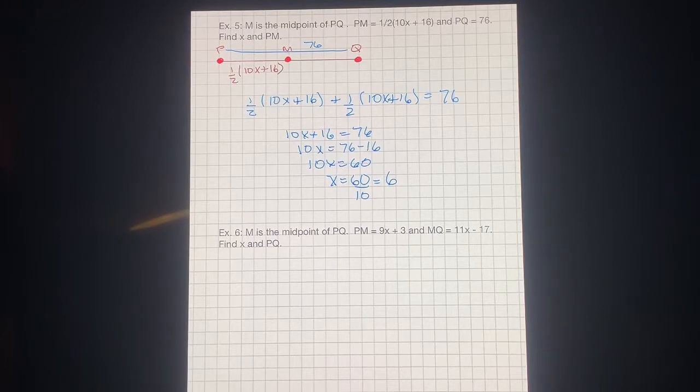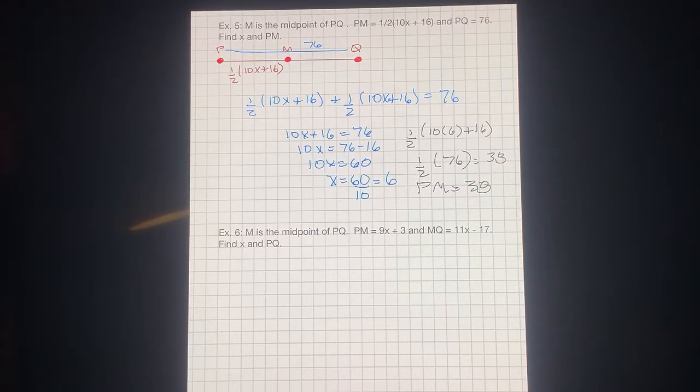And then I need to find the length PM. So all I need to do is take 1/2 of 10 times 6 plus 16. So that means that I have 76 again, 1/2 of 76. That means that this would be 38. And so PM equals 38, and x equals 6.